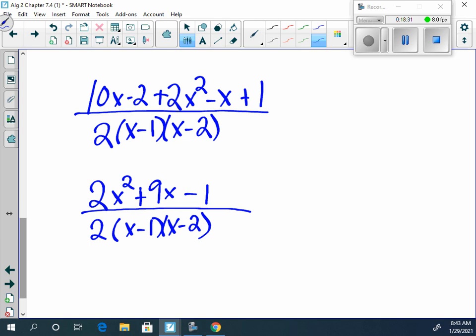Now, will the numerator factor? No. Because there's no way I can take the multiples of 2 and multiples of 1 and somehow make 9. It's a little bit too far away. So this here is our final answer. Any questions on this here? Any questions on anything we've done so far? All right, let's continue on.